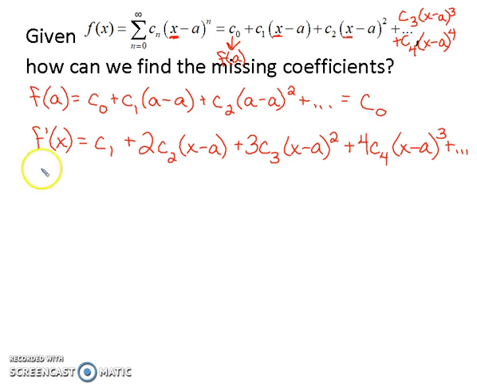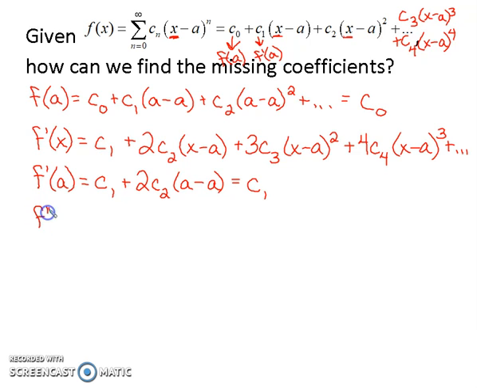And so if we evaluate that at x equals a, we get c sub 1 plus 2c sub 2 times a minus a. See what's going to happen there and in every subsequent term? Those are going to go to 0. And so c sub 1 is equivalent to the first derivative of the function evaluated at a. All right, now go with me again.